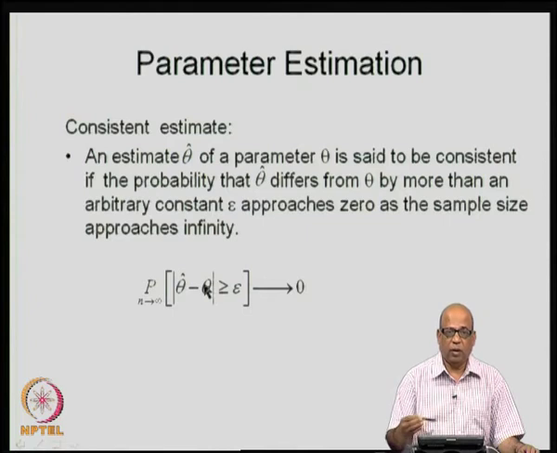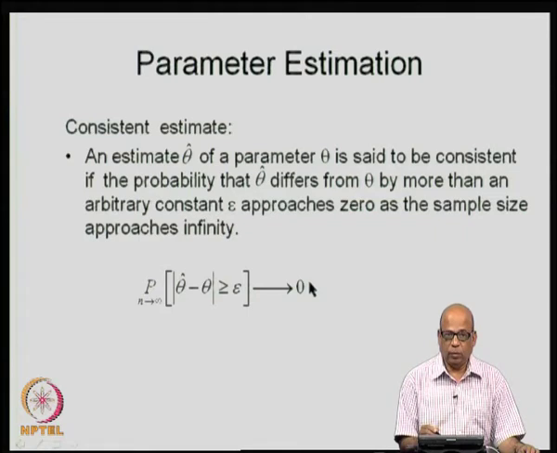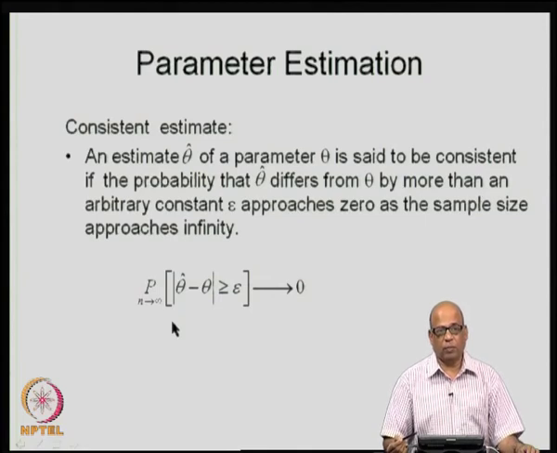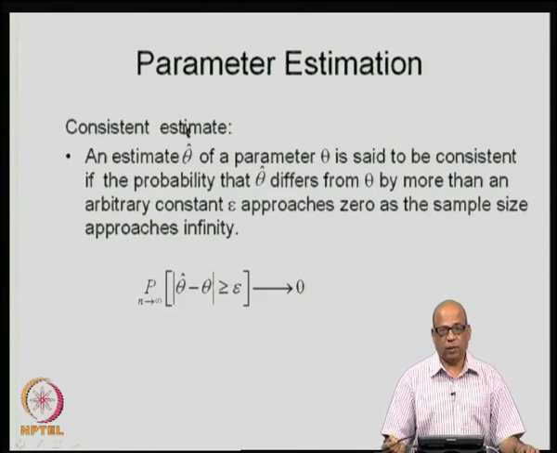So, as the sample size keeps on increasing, if the probability of theta cap being away from theta by a distance of epsilon, that is, the probability that the absolute value of theta cap minus theta is greater than or equal to an arbitrary value epsilon, approaches 0 as n tends to infinity, where n is the sample size, then such an estimate is called a consistent estimate.